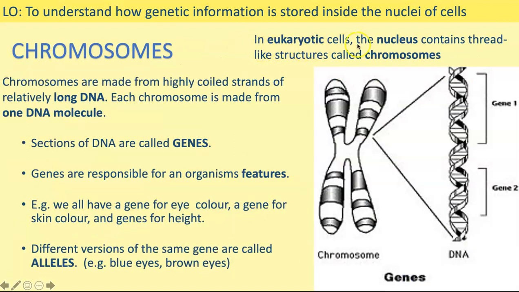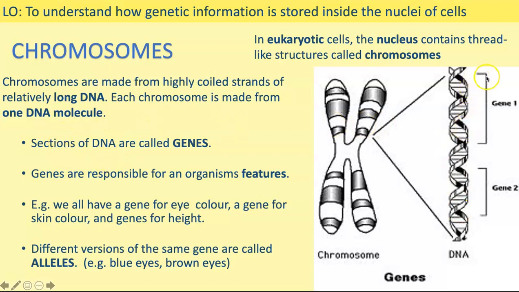So in eukaryotic cells, the nucleus contains thread-like structures called chromosomes, and I've popped here an image of a chromosome. This is a typical image that you will see. Chromosomes are made from highly coiled strands of relatively long DNA. So you can see here, this is a long chain of DNA here. Each chromosome is made from one DNA molecule.